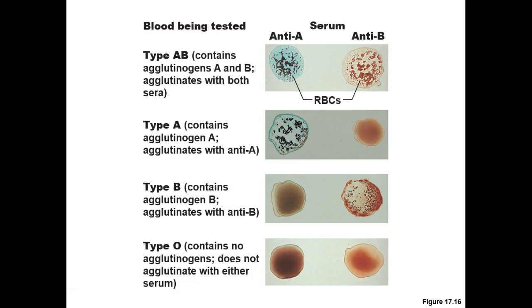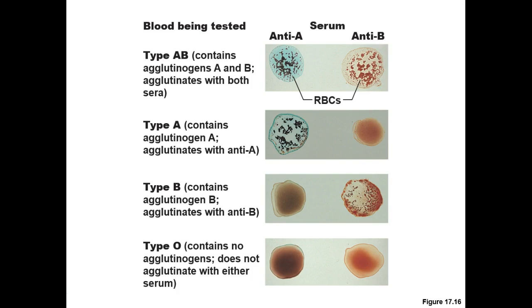And here's what you will do in lab, or you did in lab, whichever you are when you're listening to this. What you're going to do is test your own blood, and you're going to put a drop of blood in 3 wells, because we're going to do A, B, and then the Rh factor. And we're going to look for agglutination.